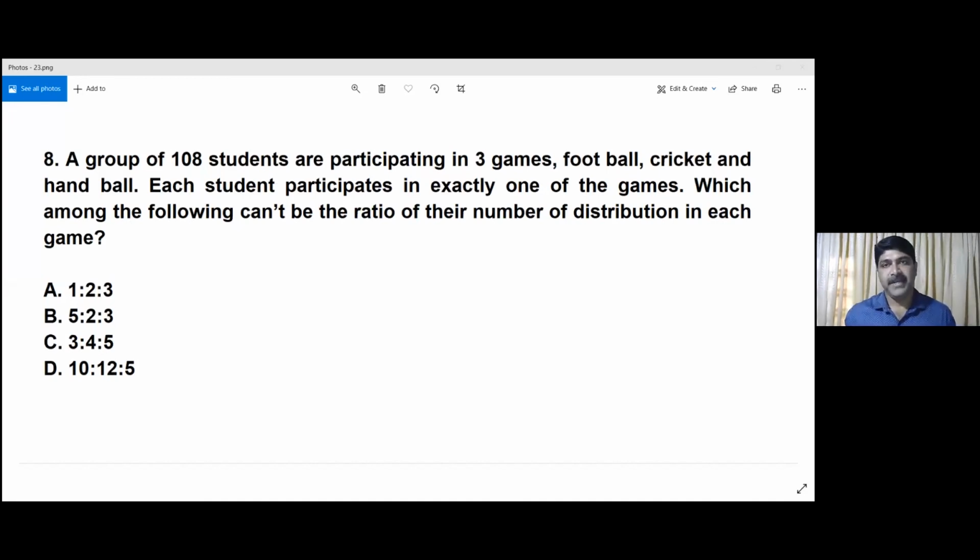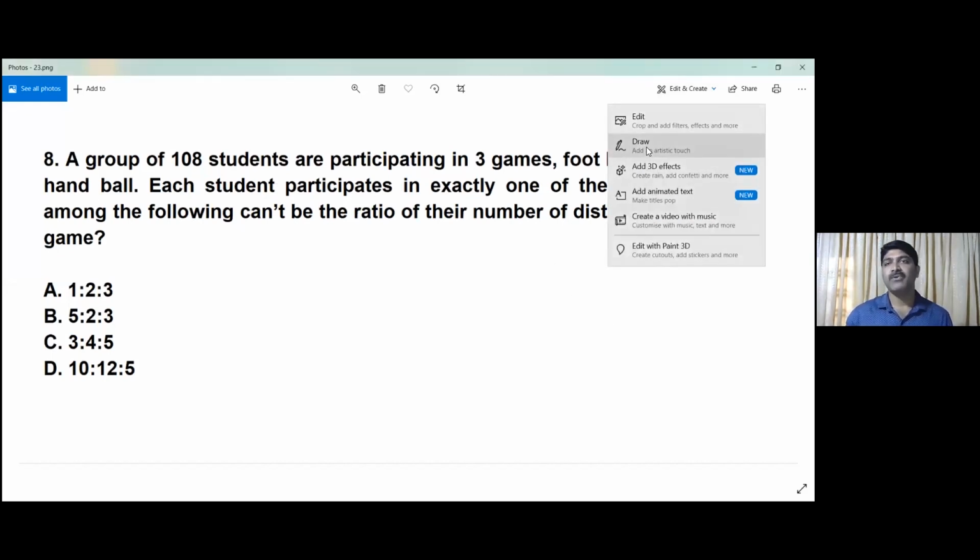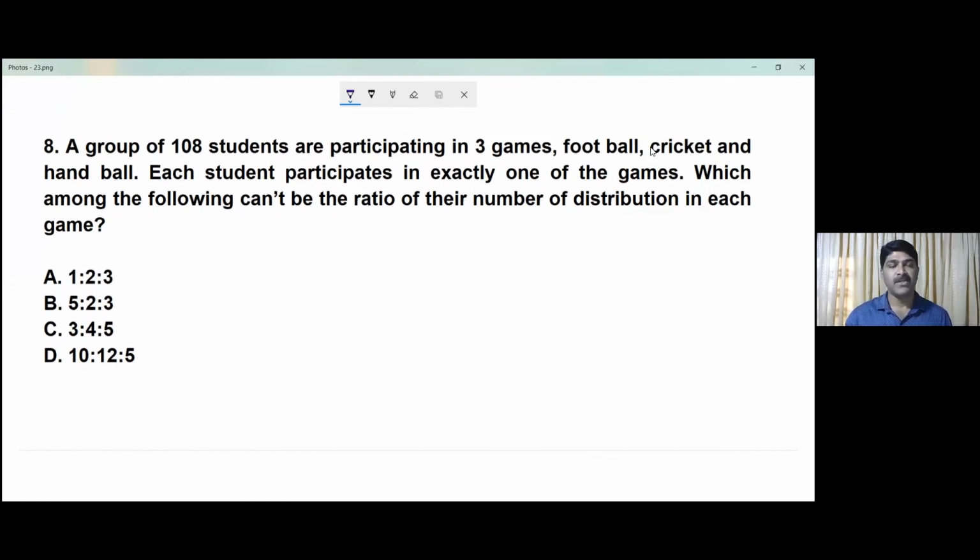Okay, here the simple trick. 108 students are participating in 3 games, football, cricket, and so on. Exactly one of the games. Which among the following cannot be the ratio of the number of the distribution? Ria, correct. Ben's, try again. Here you have to start from the options because in our question, there is only 1 data, 108 students. And the rest are all general things. 3 games there. All students are participating in exactly 1 game.